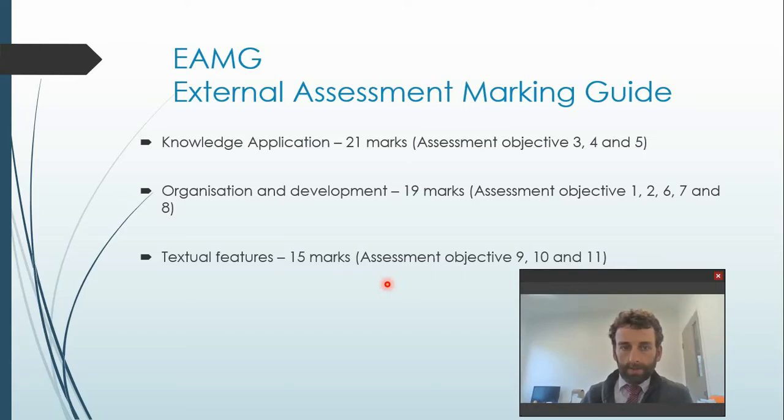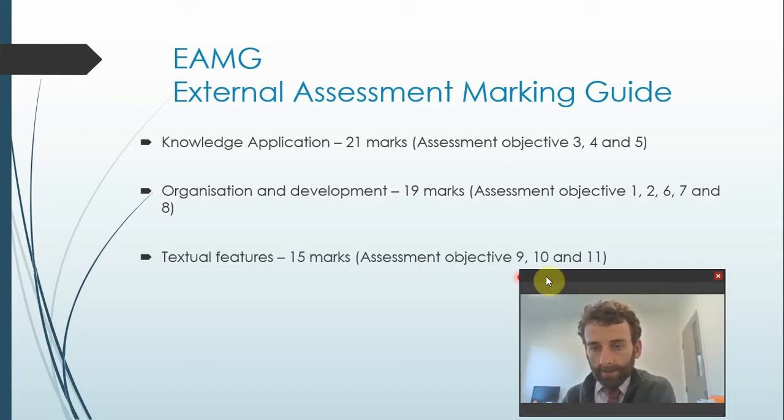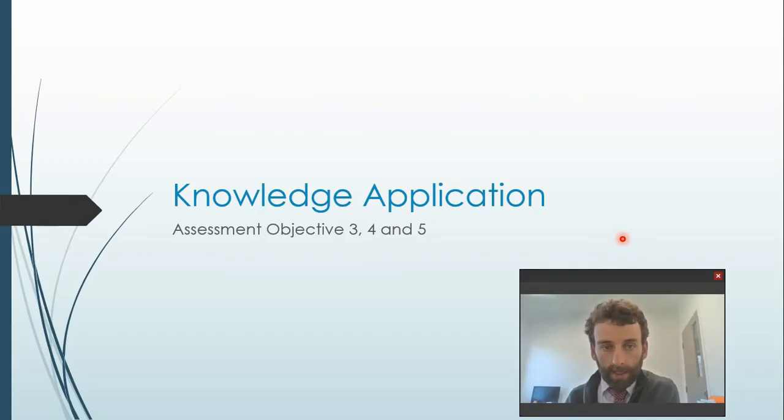In the External Assessment Marking Guide, as I said, it's different to the ISMG. For knowledge application, there are 21 marks going. Assessment objectives 3, 4, and 5 are assessed there. In organization and development, there are 19 marks, and this is assessment objectives 1, 2, 6, 7, and 8. And in textual features, there are 15 marks. That's assessment objectives 9, 10, and 11. But we will unpack those as we go through this PowerPoint.